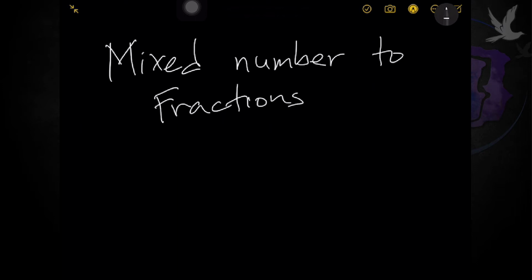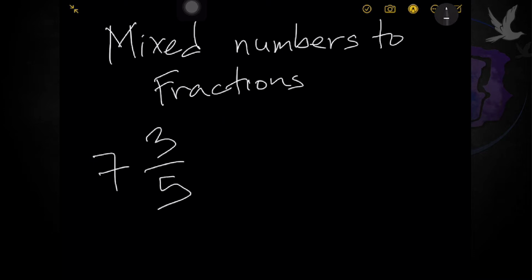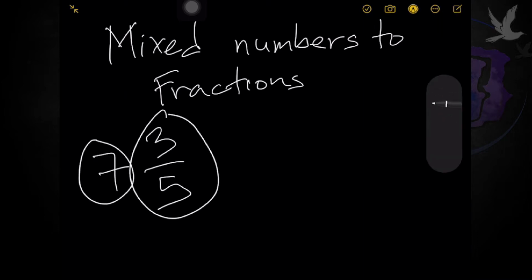Okay, for this topic, we are going to talk about mixed numbers, converting mixed numbers to fractions. Okay? So, i-convert natin, ito-change natin ang mixed numbers to an equivalent in fractions. So, for example, we have 7 and 3 over 5. 7 and 3 over 5 is basically a mixed number. It's a combination of a whole number and a fraction. Okay, I hope it's clear.